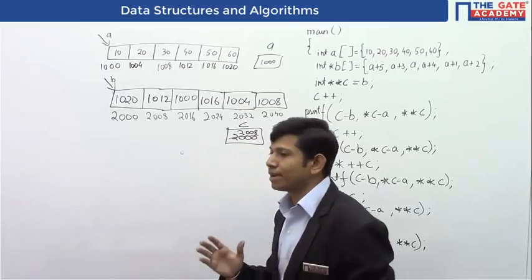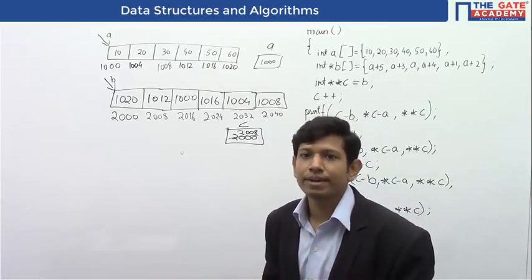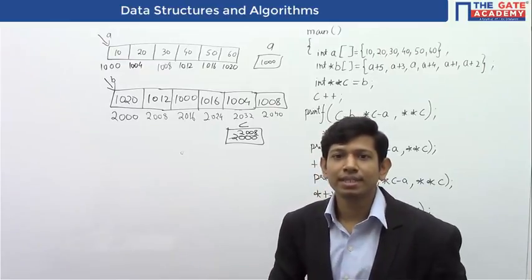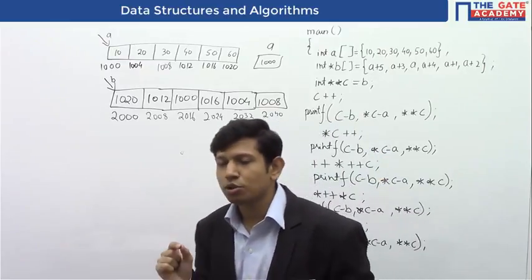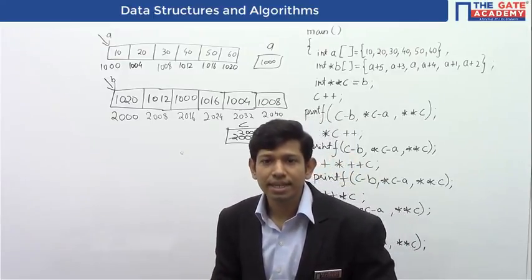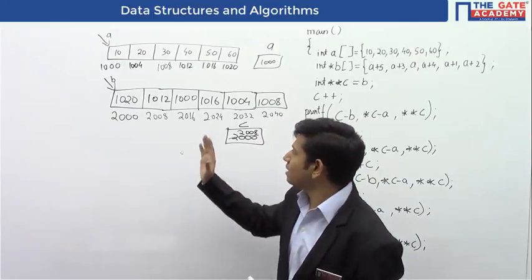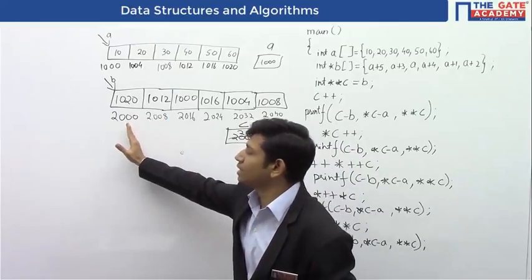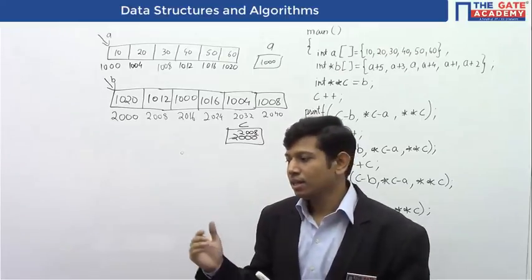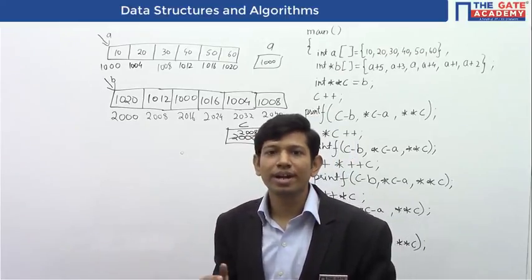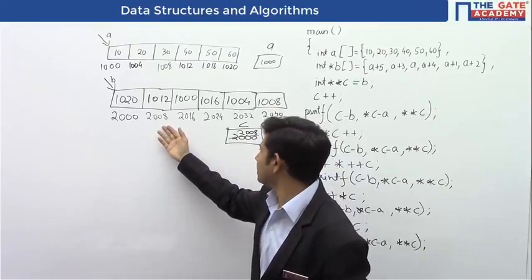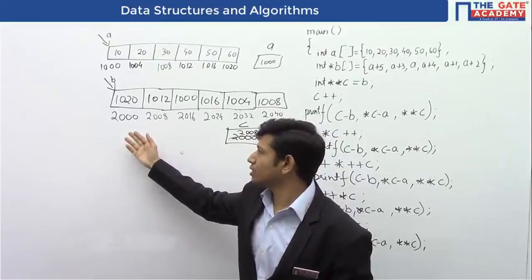Whenever we are subtracting two pointers, whenever we are subtracting two addresses, it does not mean the numerical value of the subtraction of those two numbers. It means what is the difference between this location and this location: the number of elements between the locations given by the two addresses. The first address gives the location 2008 and the second gives the location 2000.